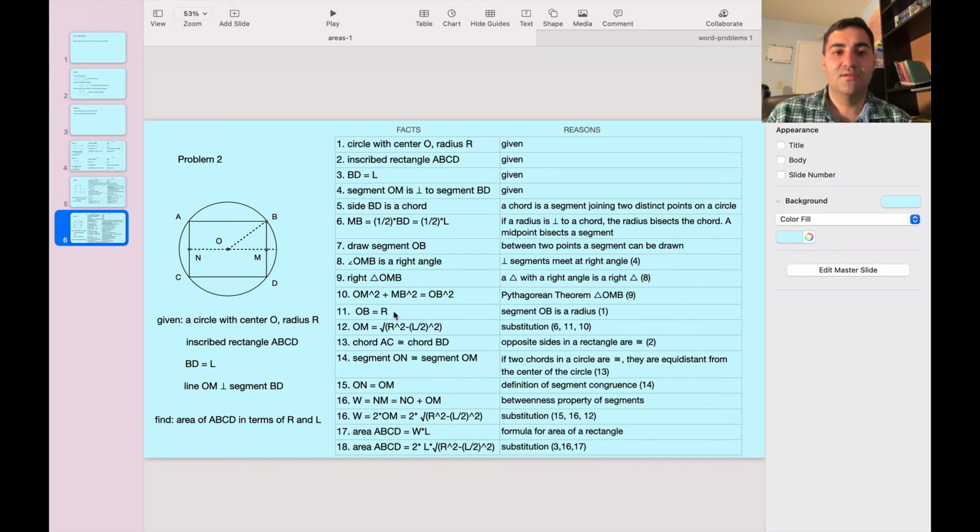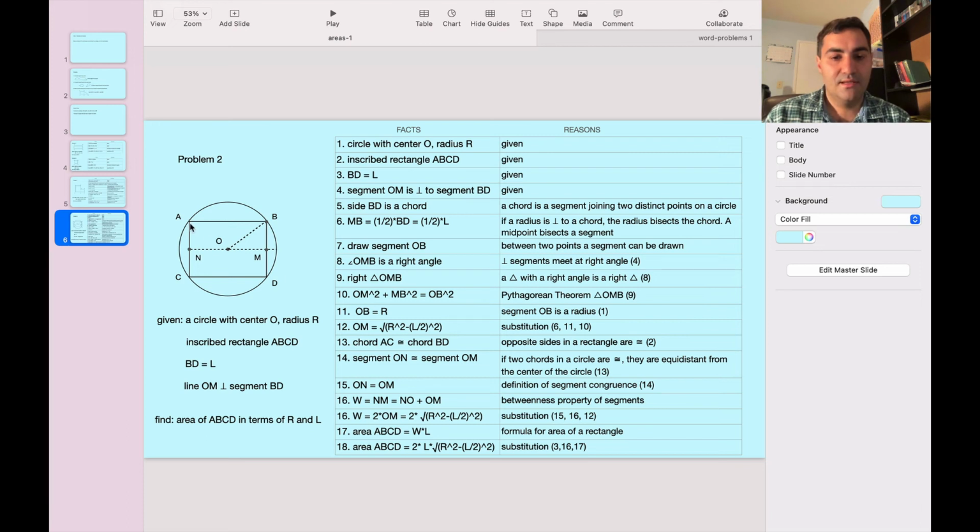We can apply the Pythagorean theorem, OM squared plus MB squared equals OB squared. We can substitute OB equals R, because we know the circle has radius R. So we get OM is equal to the square root of R squared minus (L divided by 2) squared. And L divided by 2 comes from statement 6, and we just square it. Technically it's going to be plus or minus the square root, but we can omit the minus because lengths are always positive.